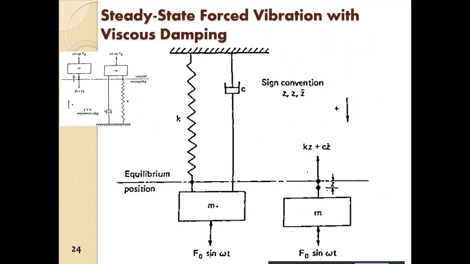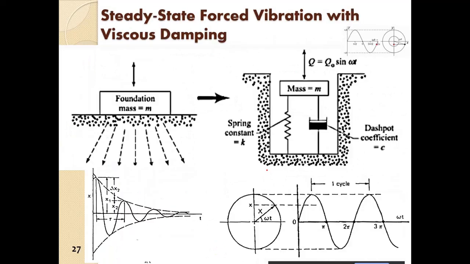So this is the force diagram, and here we have a force acting. F naught sine omega t is the force which is acting on this system. So F equal to F naught sine omega t, we can also see.